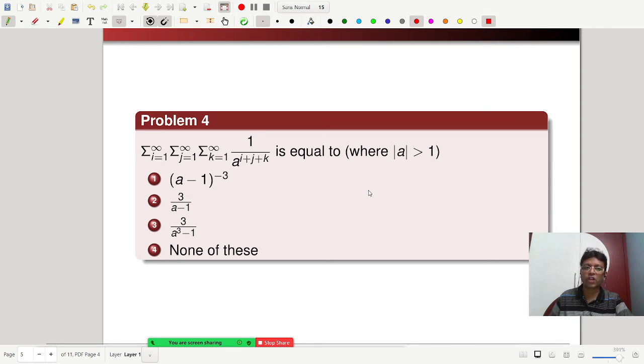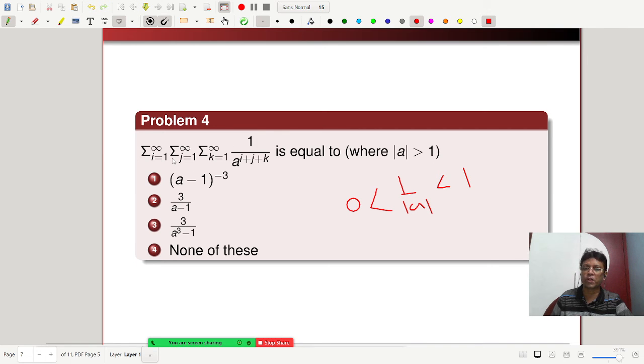One observation is that here you have 1 by a to the power i plus j plus k. If mod a is greater than 1, then 1 by mod a is less than 1, and it is positive because it's a modulus. So 1 by mod a lies between 0 and 1. That is the first observation. Next, let us simplify this expression.